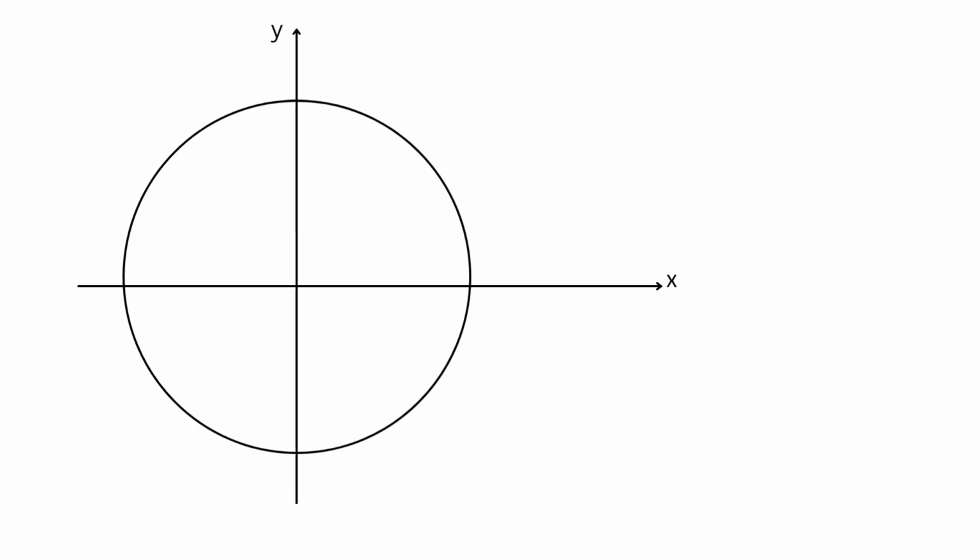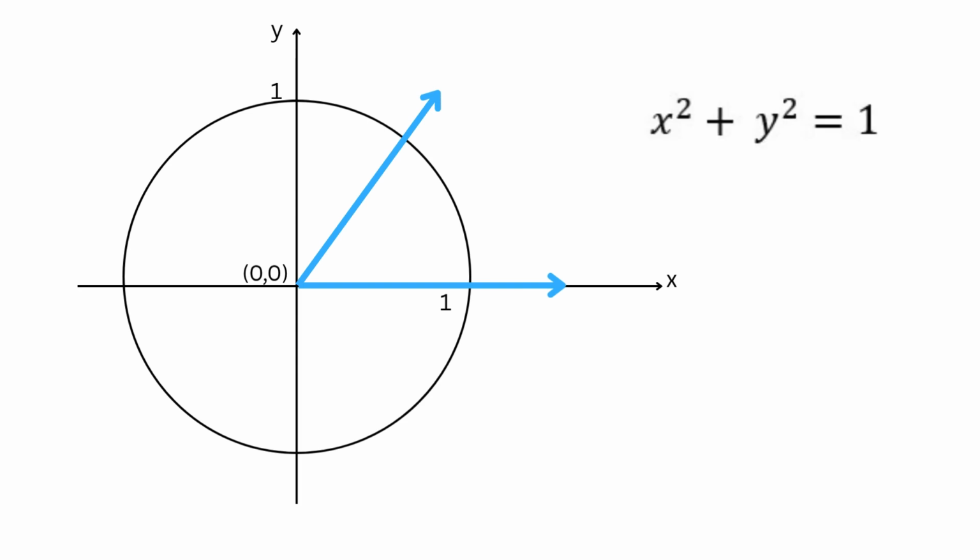Do you know about the concept of the unit circle in trigonometry? In this video, I'll explain how the unit circle connects angles with coordinates and trigonometric functions. The unit circle is a circle with a radius of 1, centered right at the origin on the Cartesian plane. Its equation is simply x squared plus y squared equals 1.